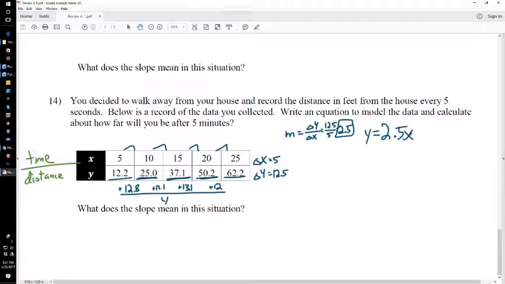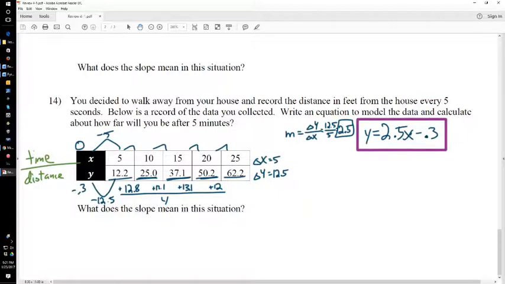Oh, and we need to find our starting point. Well, to find our starting point, we go down 5, so that's one step to go down 5. So this one we need to go down 12.5. So 12.2 minus 12.5 equals negative 0.3. So when X is 0, Y is negative 0.3. So your starting point, or your B value, is negative 0.3. That will be the model that represents this data.